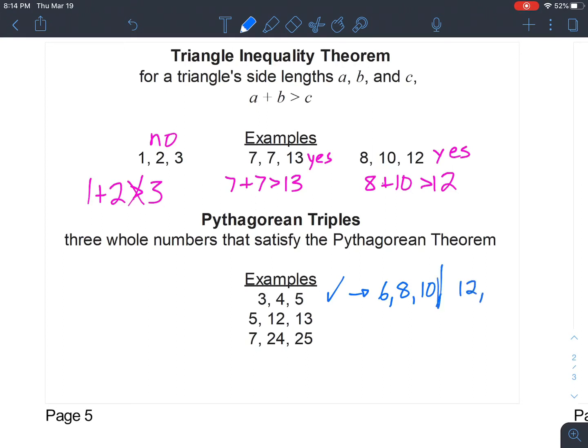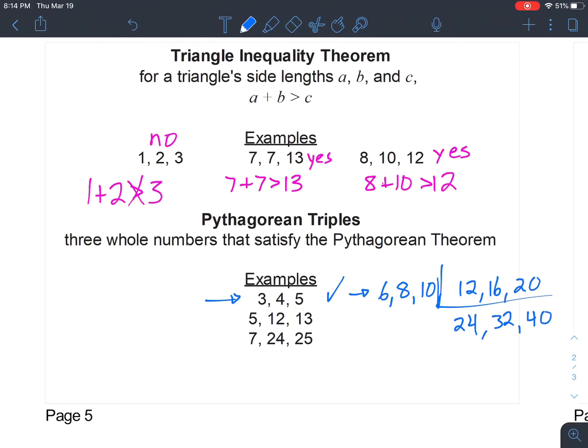So if we have 6, 8, and 10, we could do, let's see, what else? We could do 12, 16, and 20. If you wanted, you could even double that again and make 24, 32, and 40. That would be a Pythagorean triple. Other common ones you're going to see are 5, 12, and 13, and then the 7, 24, and 25.